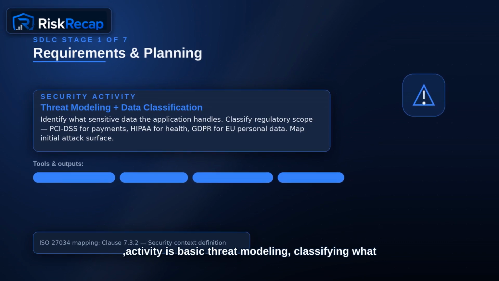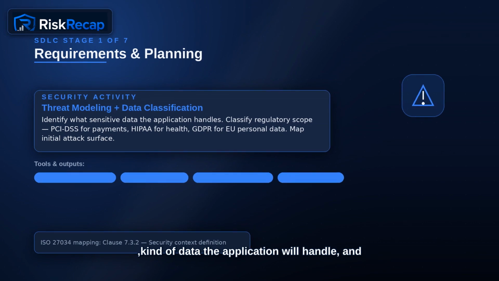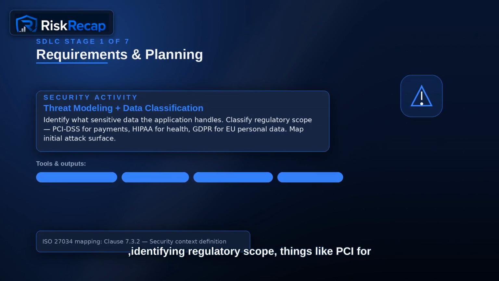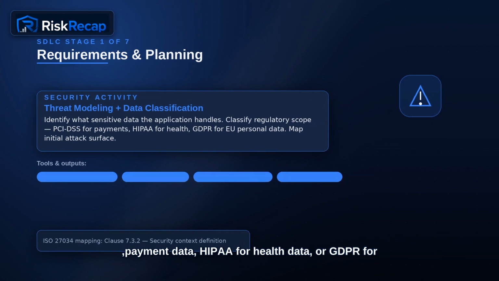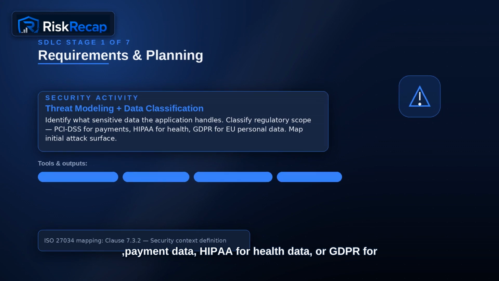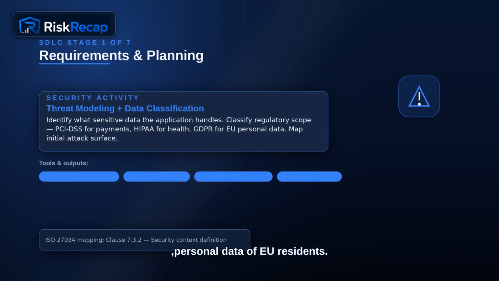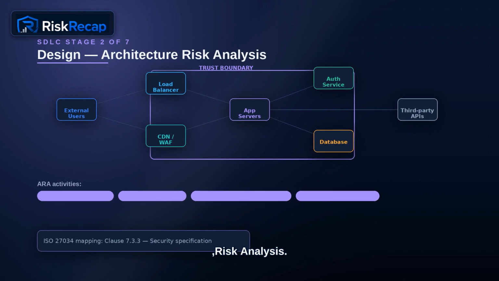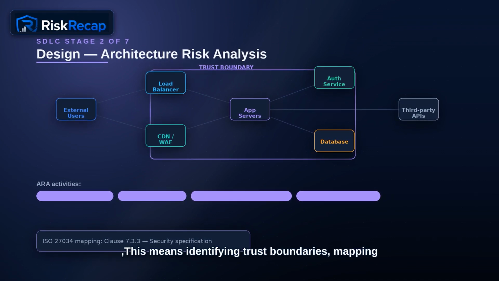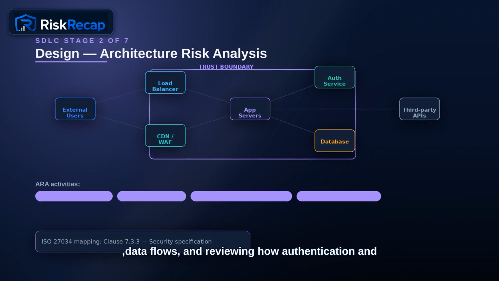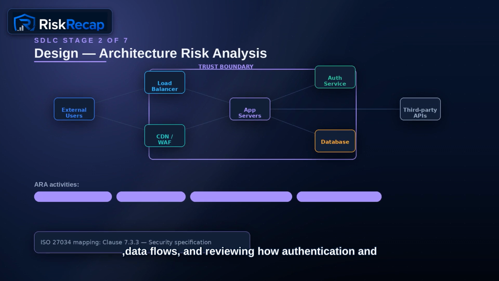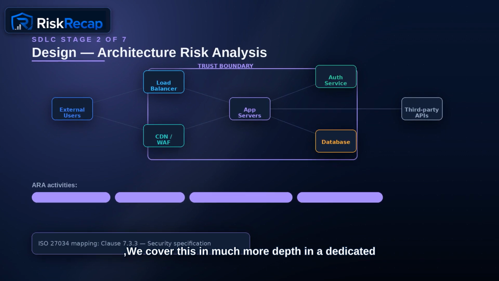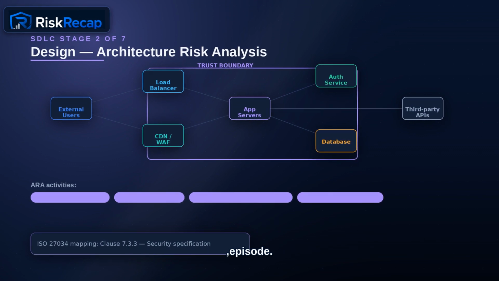During requirements and planning, the security activity is basic threat modeling, classifying what kind of data the application will handle, and identifying regulatory scope, things like PCI for payment data, HIPAA for health data, or GDPR for personal data of EU residents. During design, the key activity is architecture risk analysis. This means identifying trust boundaries, mapping data flows, and reviewing how authentication and authorization are designed. We cover this in much more depth in a dedicated episode.